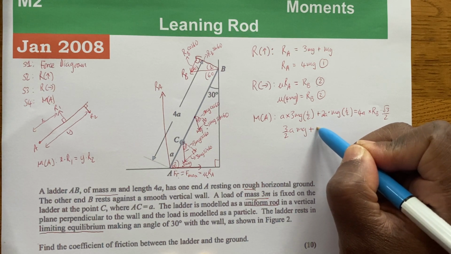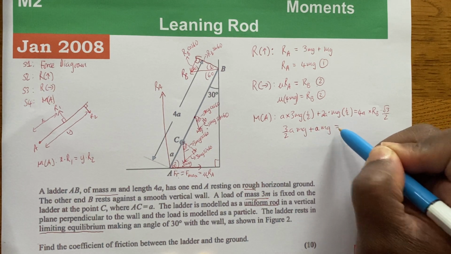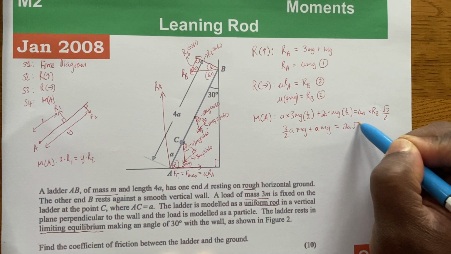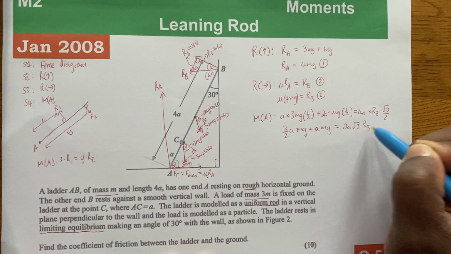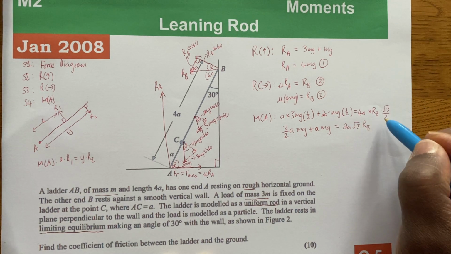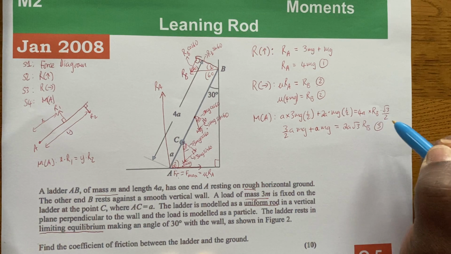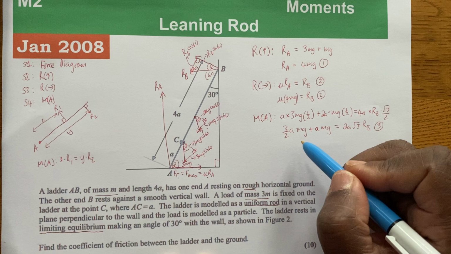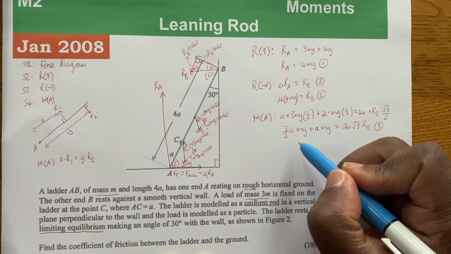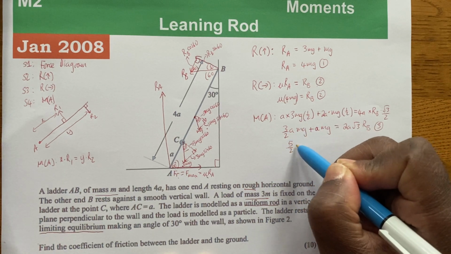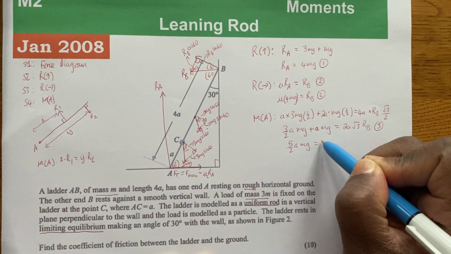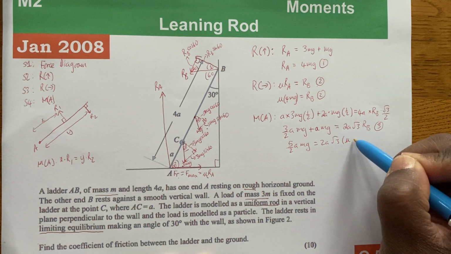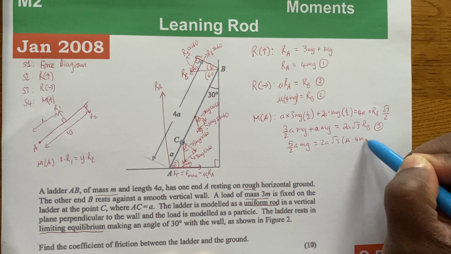Plus amg. And all of that is equal to 2a root 3 RB. So that will be equation 3. We know from equation 2, well, we can simplify here. 3 over 2 amg plus amg, that will give us 5 over 2 amg is equal to 2a root 3 RB. RB is the same as mu times 4mg.